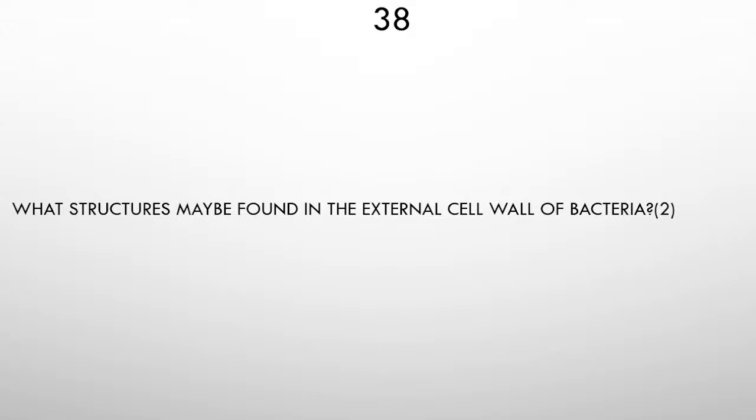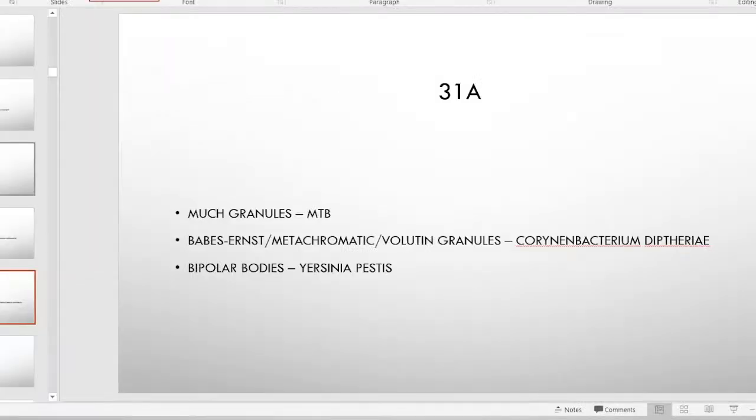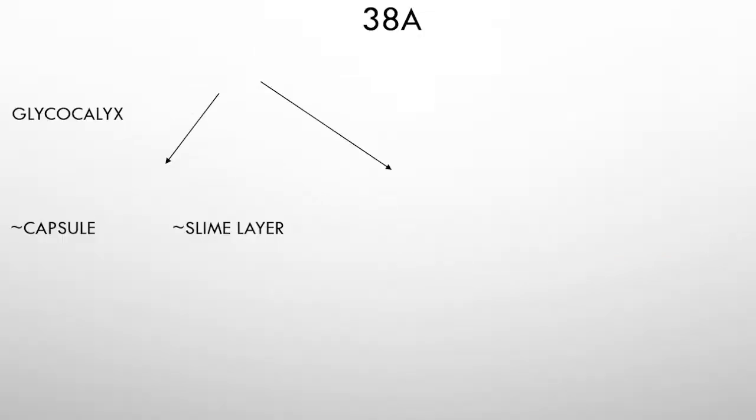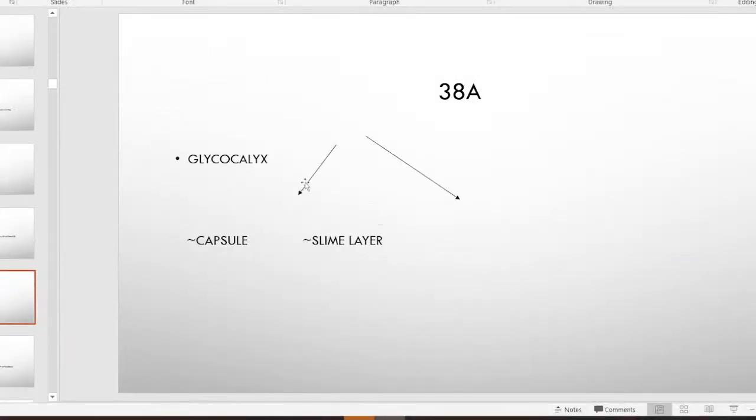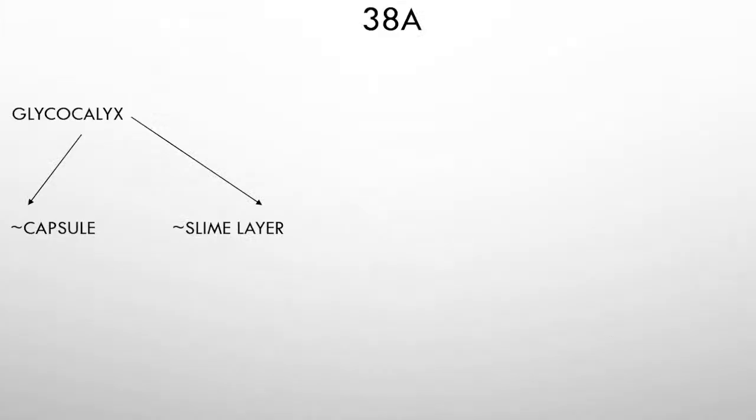All right, what structures may be found in the external cell wall of bacteria? Well, let's talk about them broadly, in a much more digestible way. So the glycocalyx would be on top. Actually, I put it here on top, but unfortunately when I was editing the slide, just imagine the glycocalyx. Wait, let me try to correct this one. So it's supposed to be like this. Okay. When I changed the design of the slides, it moved pala. All right, so the glycocalyx could either have a capsule or a slime layer.